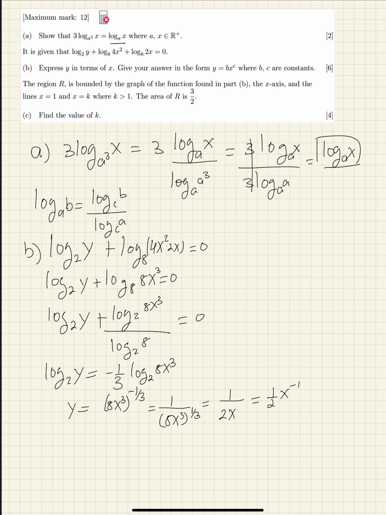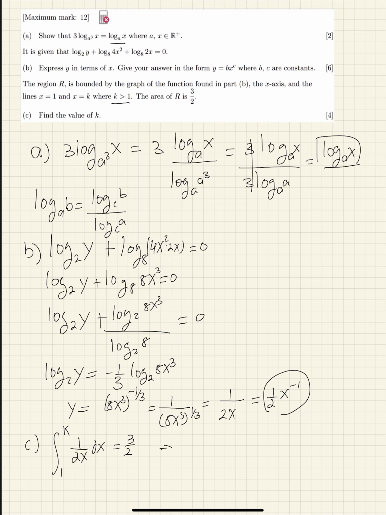Now the region R is bound by the graph of the function and the lines x equals 1 and x equals k. So here we're just calculating the area of the region. k is greater than 1, okay, so in part c, we calculate the area from x equals 1 to x equals k of the graph of the function, and we just found this function right here. This is 1 over 2x, and we're told that this is equal to 3 over 2, and we need to find k.